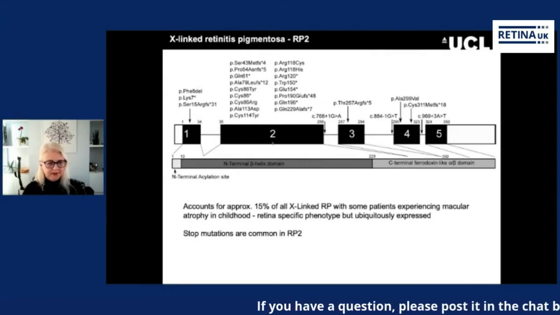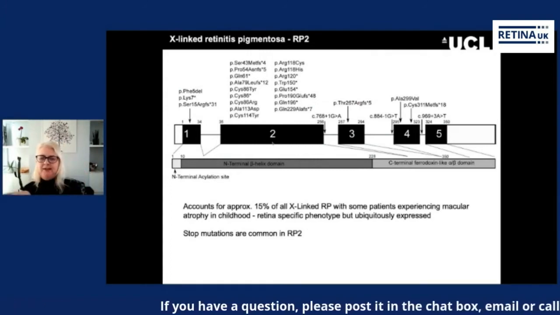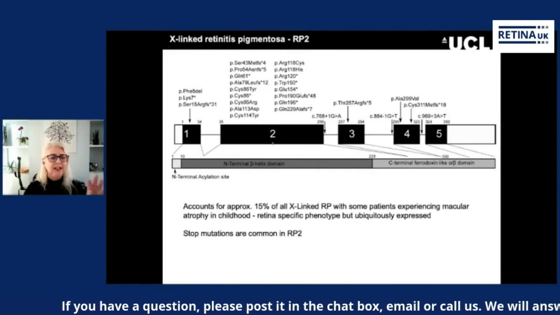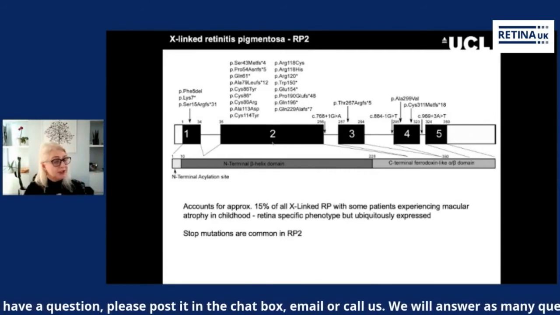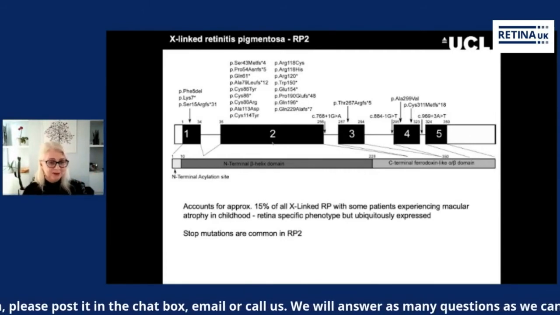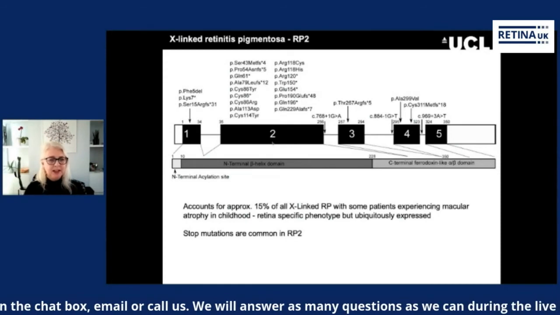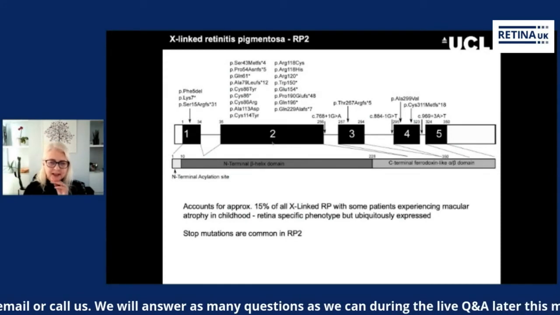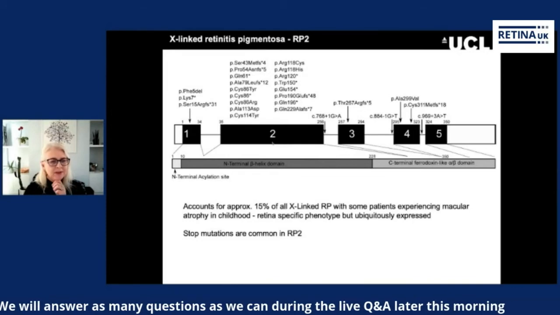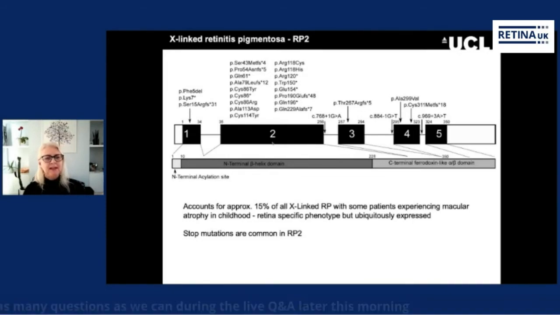As you can see from the diagram here, these blocks are the exons in the gene. It's quite a small gene. It has 5 exons. Some genes have up to 100 and more. So this is a relatively small gene. We've just finished a study looking at the individuals who attend Moorfields Eye Hospital, and these are the changes that we see in their RP2 gene.